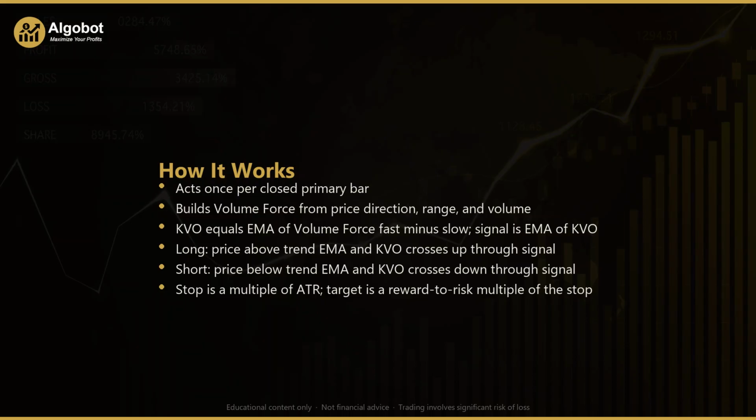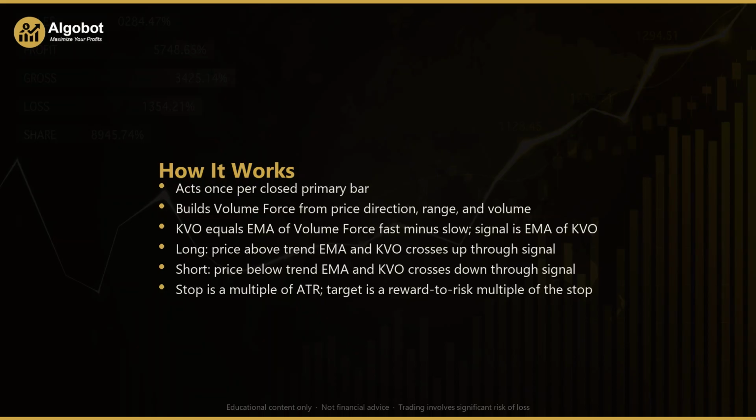Next, it turns that stream of volume force values into the oscillator. It takes a fast exponential moving average, by default over 34 bars, and subtracts a slow exponential moving average, by default over 55 bars. That difference is the Klinger Volume Oscillator. A 13-period average of the oscillator becomes the signal line.